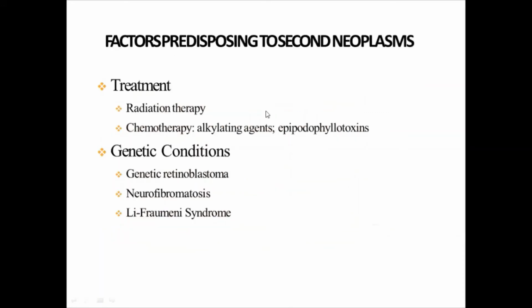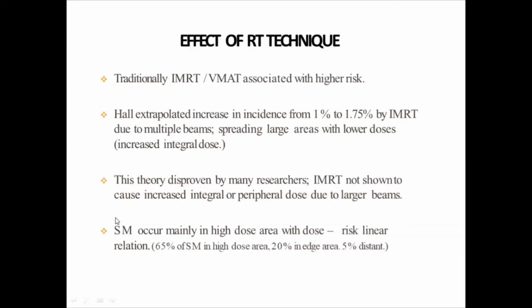So what are the factors predisposing to second neoplasms? The treatment modalities such as radiation therapy and chemotherapy, including alkylating agents, and genetic conditions such as genetic retinoblastoma, neurofibromatosis, or Li-Fraumeni syndrome. So what is the effect of radiotherapy technique?